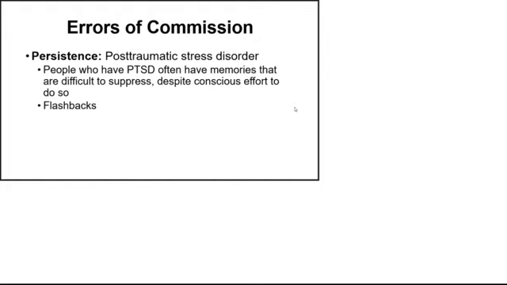And then the last of our errors of commission is persistence. And this is really common for post-traumatic stress disorder, or PTSD. This is when memories sort of pop in intrusively and they won't go away. So it's very difficult to suppress them even though you really don't want them to be there. So this would be something like flashbacks. The less severe form of that would be what I had mentioned, when you start cringing at something embarrassing that you did and it just won't go away. That's just sort of a less intense version.